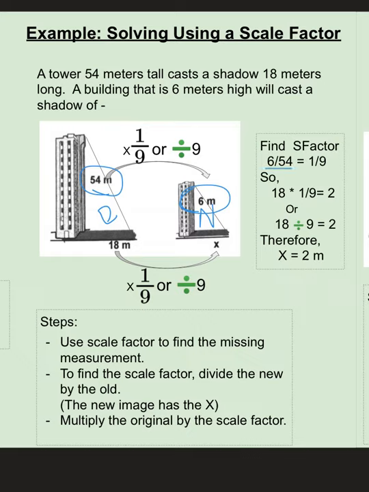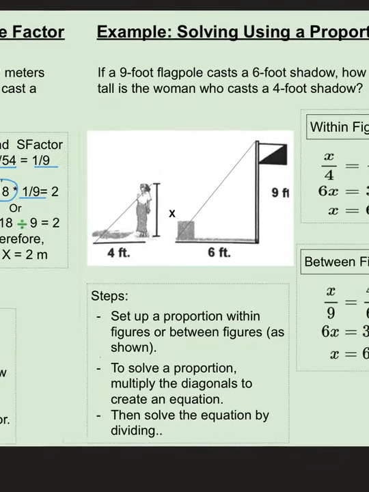So I did 6 divided by 54, simplified and got 1/9. Then I took the 18 and I applied that scale factor of 1/9. It gave me 2. So 18 divided by 9 equals 2. So you can see here I drew 54 times 1/9, or multiplying by 1/9 is the same thing as dividing by 9, which that works. And then 18 times 1/9, or 18 divided by 9, you get the shadow of 2. All right, so that's one example using the scale factor.